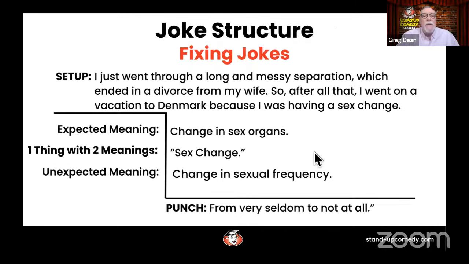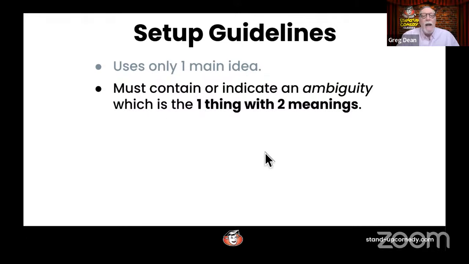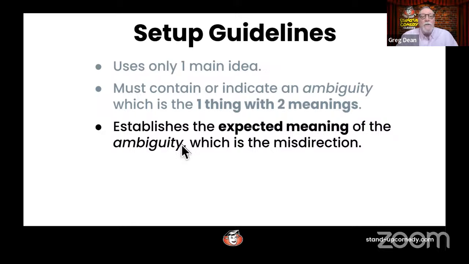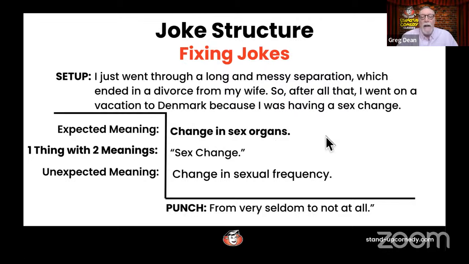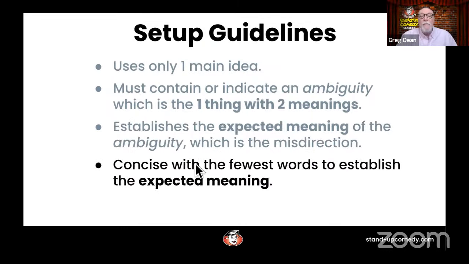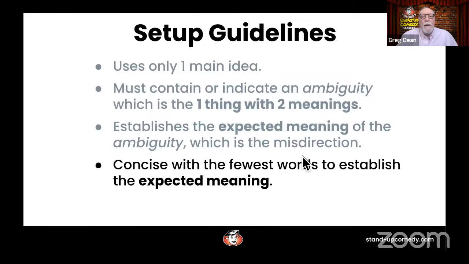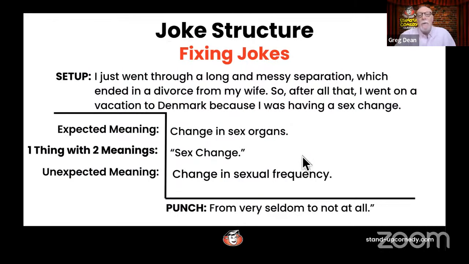Next, it must contain or indicate an ambiguity. Well, yes, it does. It's got sex change. We know that because we've already tracked that by identifying the joke. All right, good. Next is to establish the expected meaning of the ambiguity. Yes, it does. There it is, expected meaning. Wow, it does that correctly. Next, the fewest words possible. Well, no, not really. It's really overwritten. And the last thing, does it end with the ambiguity? Actually, this one does. Even though it's overwritten, it does end with that one thing with two meanings.